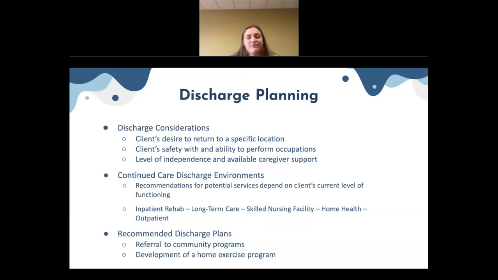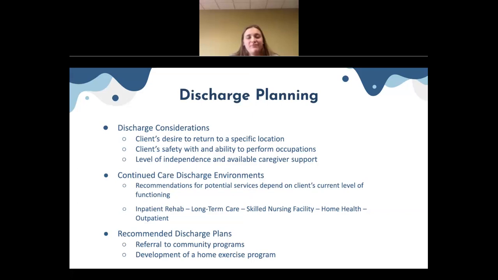When considering discharge planning, it's important to take the client's desires into consideration and where the client wants to go. It's also important to consider their safety with and ability to perform various occupations, as well as their level of independence and available caregiver support. There are a variety of possible discharge environments, including inpatient rehab, long-term care, skilled nursing, home health, and outpatient services. This will vary based on the patient's current level of functioning.